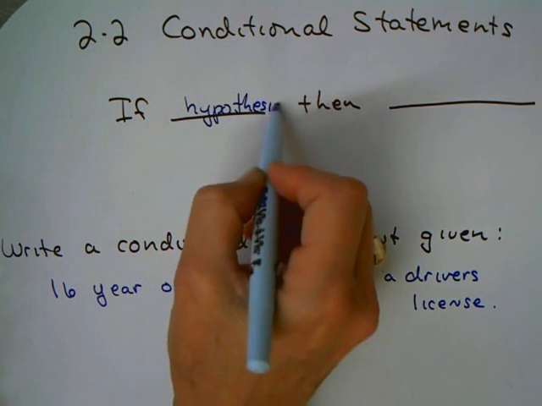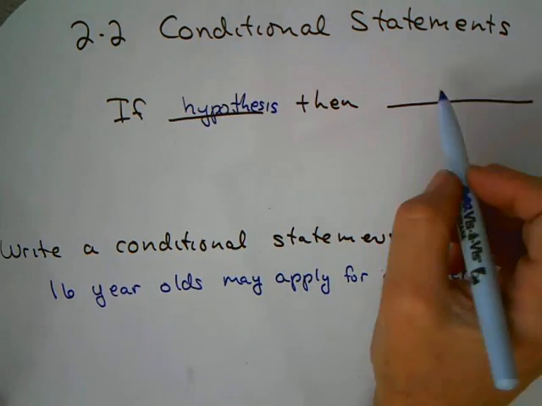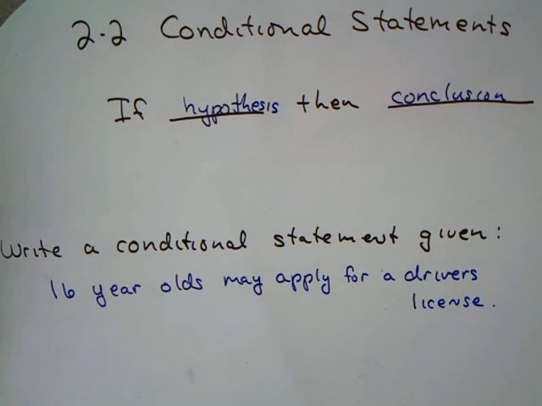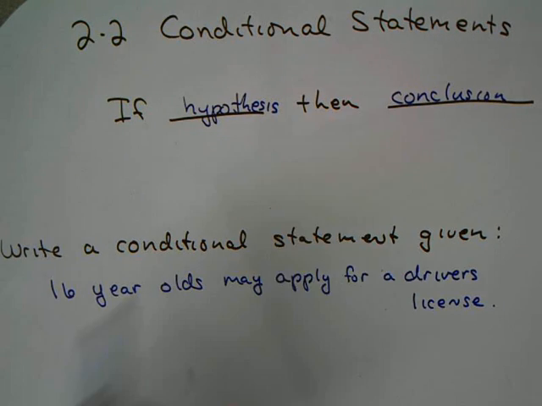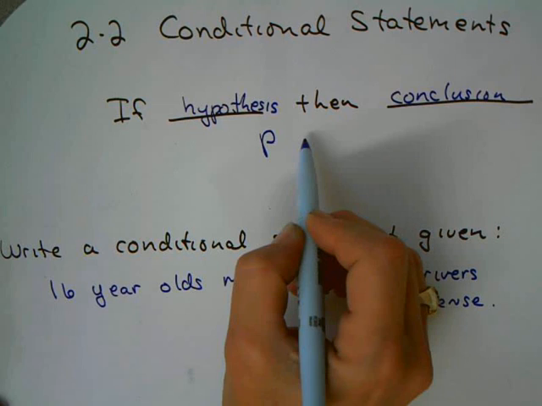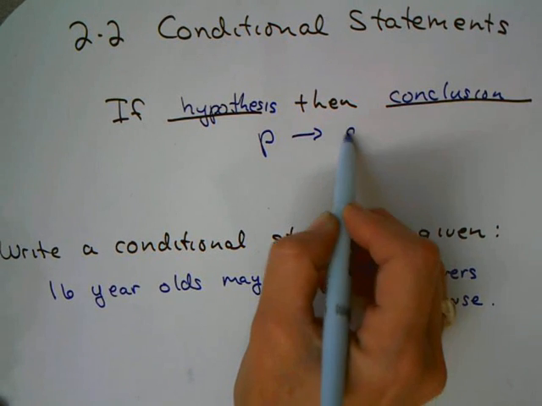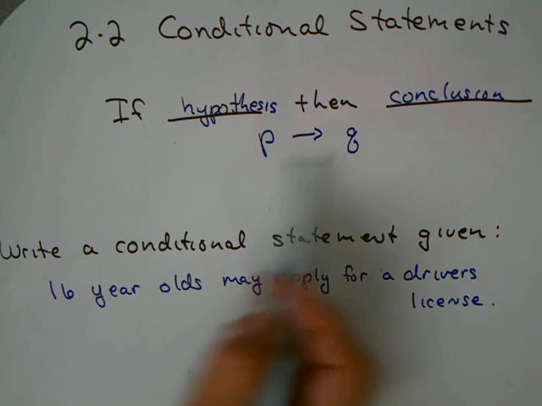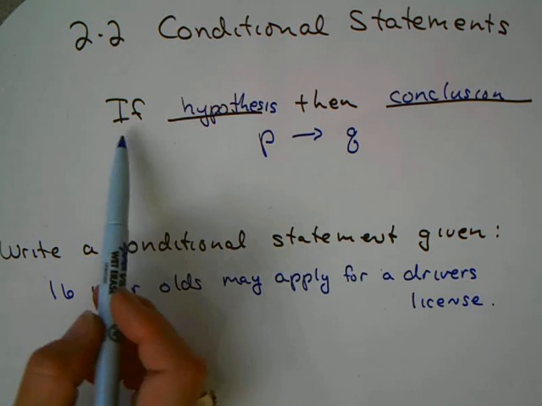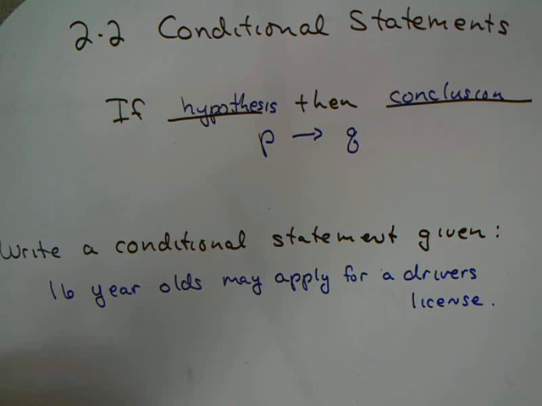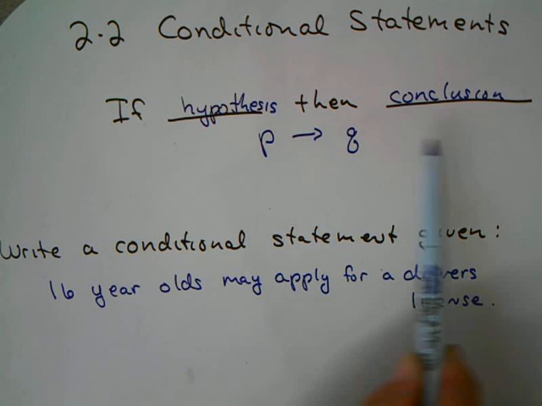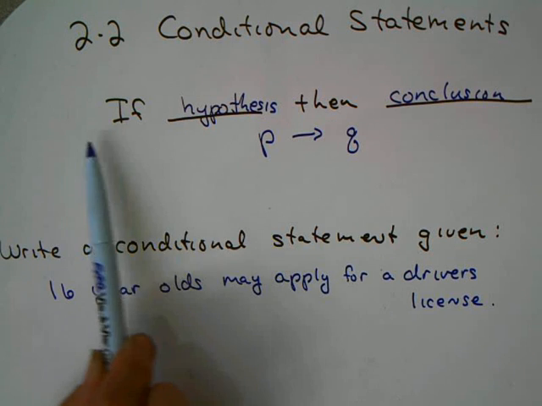The part that comes after "if" is the hypothesis of the statement, and the part that comes after "then" is what we call the conclusion. And you might have heard, "Mind your P's and Q's." When we abbreviate a conditional statement, we call it P implies Q. The hypothesis implies the conclusion. So you'll see this notation sometimes, and that's what it means.